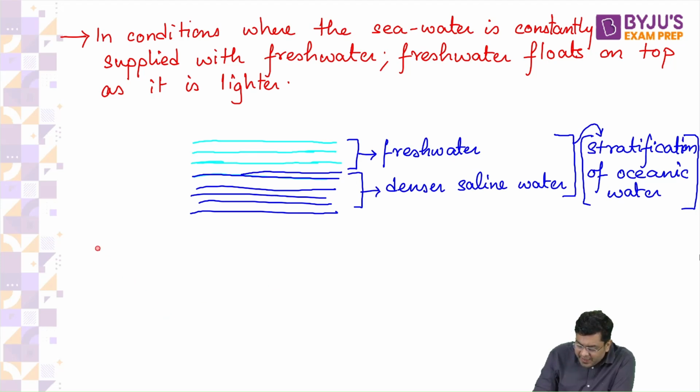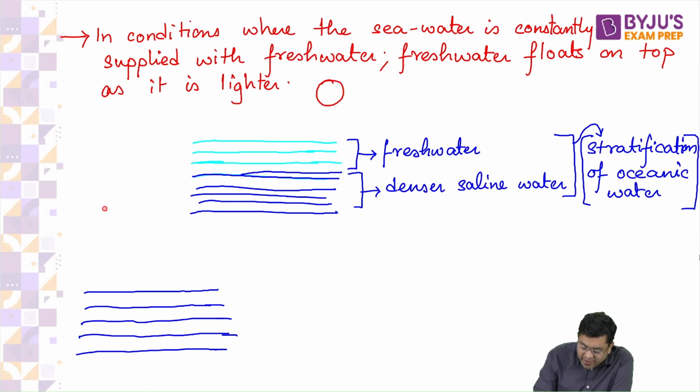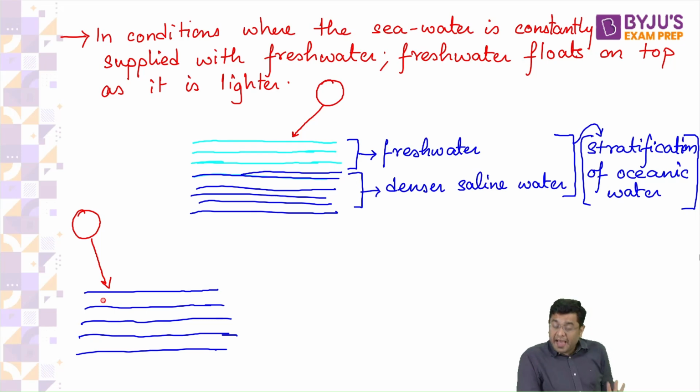Now, here, let's consider another area where you have saline water through and through. Okay? Now, both of these areas receive solar insolation. That is, significant heating by the sun is received. Now, I will have some assumptions. Let me know if you are comfortable or not.